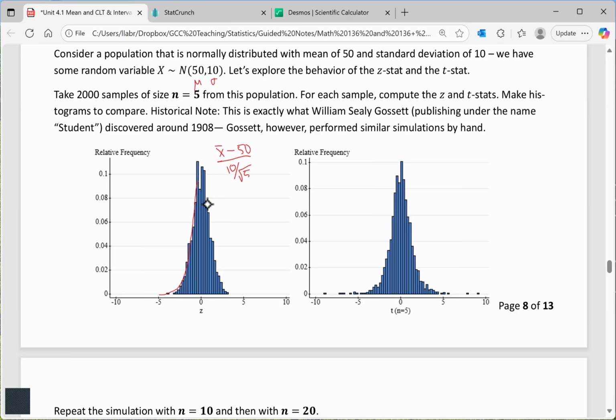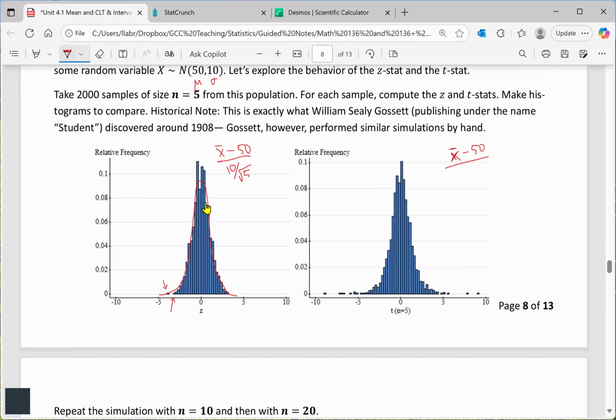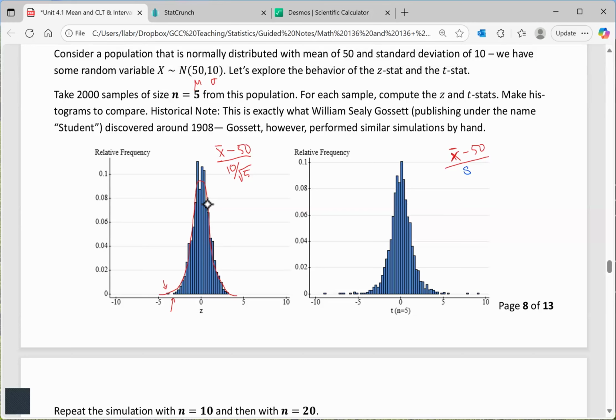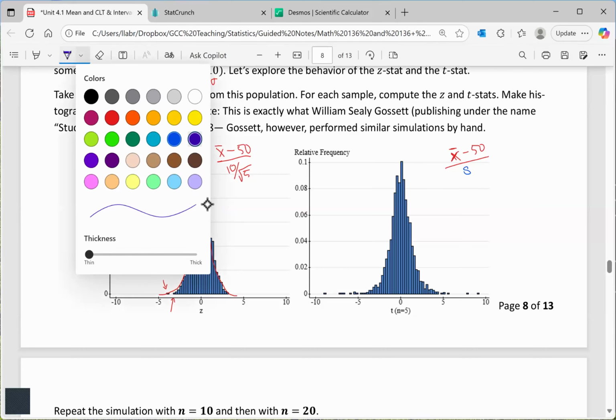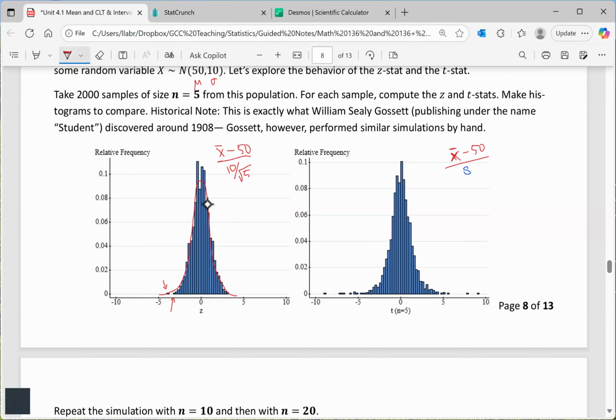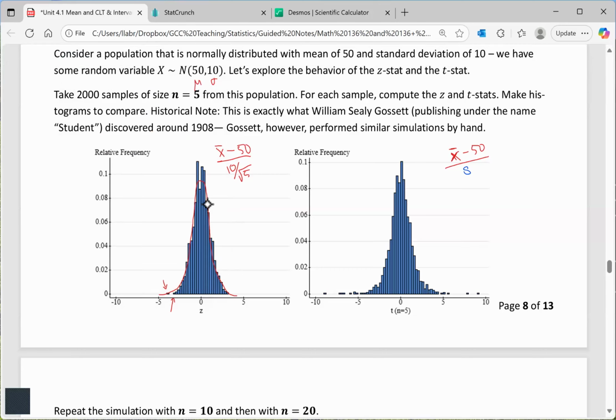Notice how normal this is. We don't really see a lot of data super far away. Maybe limited at 4. We did see one observation out here super far off to the left. But look at what happens if I do the same thing here. If I take the sample mean minus 50 divided by, instead of 10, the sample standard deviation, s. In that sample size of 5, you also have to compute the standard deviation. And it should be close to 10, but not quite, because again, there's going to be more variability.